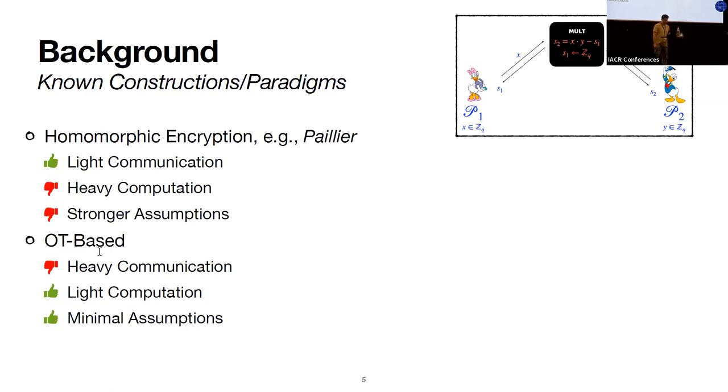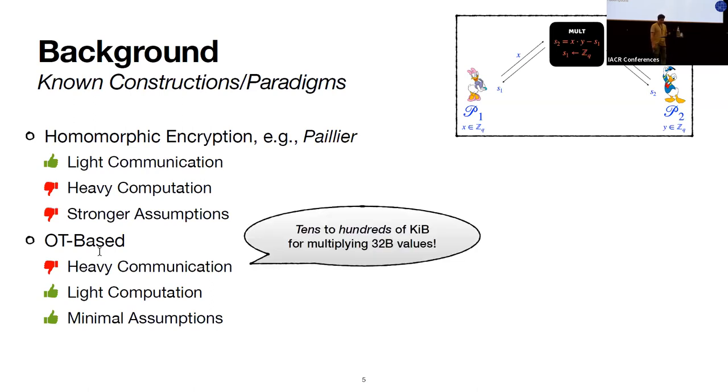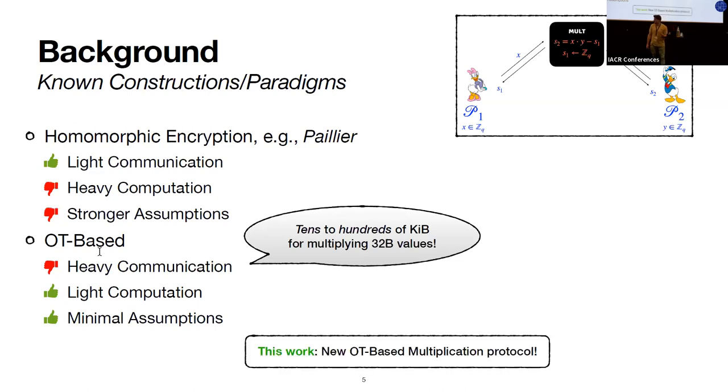general secure computation. On the other hand, protocols based on oblivious transfer use minimal assumptions because they use an MPC complete primitive, and they have good computational complexity. However, they can be quite expensive in communication. To illustrate, for multiplying two 32 byte values, current protocols require tens to hundreds of kilobytes of communication, depending on the target security. Okay, so in this work, we present a new OT-based multiplication protocol, and the main challenge was to improve the communication complexity.